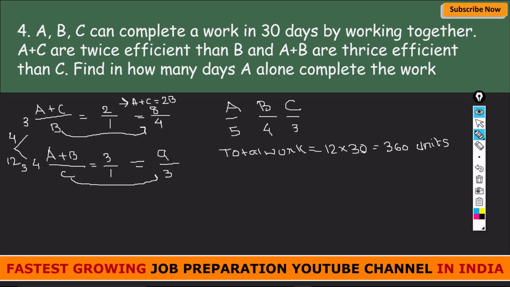But we have to find A alone's work. So A alone equal to 360 by 5. It comes to 72 days. So this is the answer, that A alone will take 72 days to complete the work.